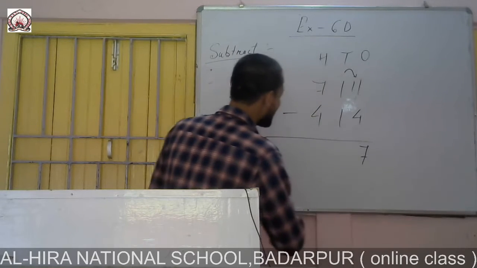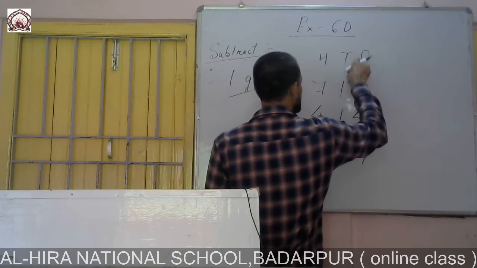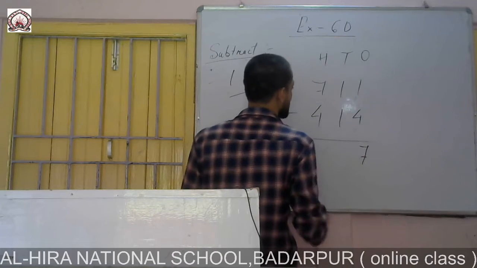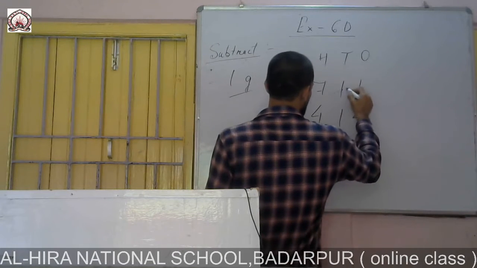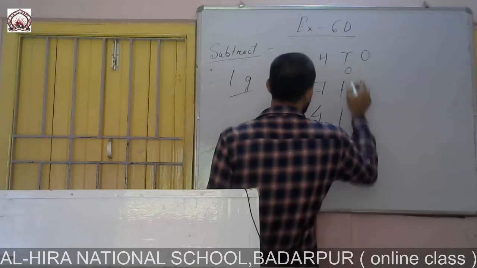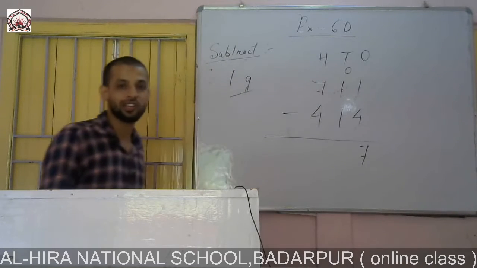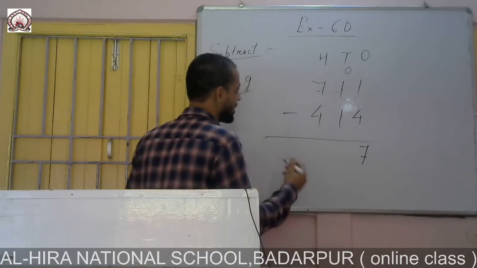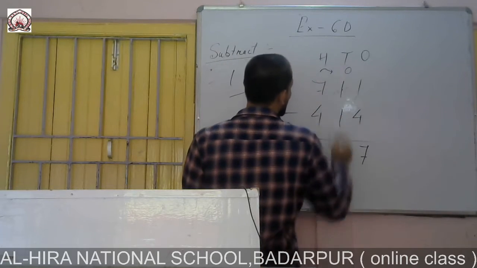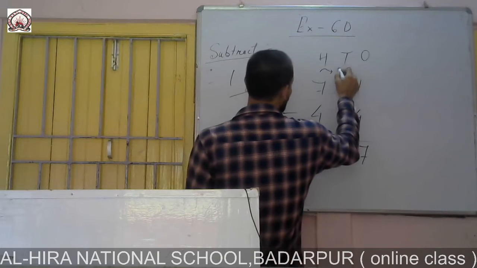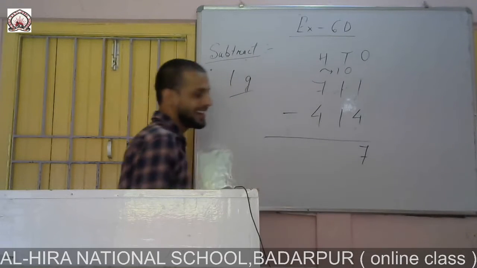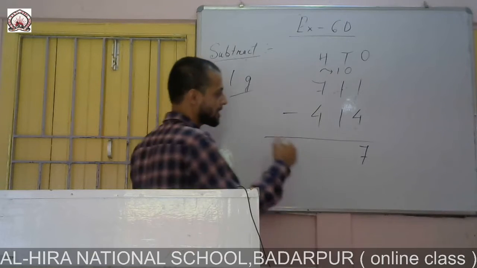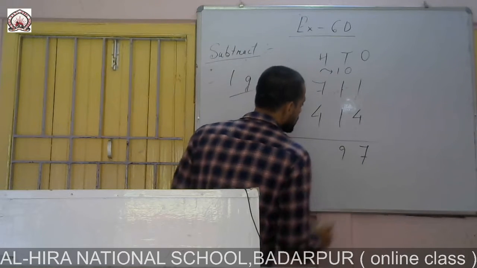As we have taken 1 from the tens place, instead of 1 we write 0. Again we cannot subtract 1 from 0. We have to carry 1 from the hundreds place. Then here it will be 10. Now 10 minus 1 equals 9.